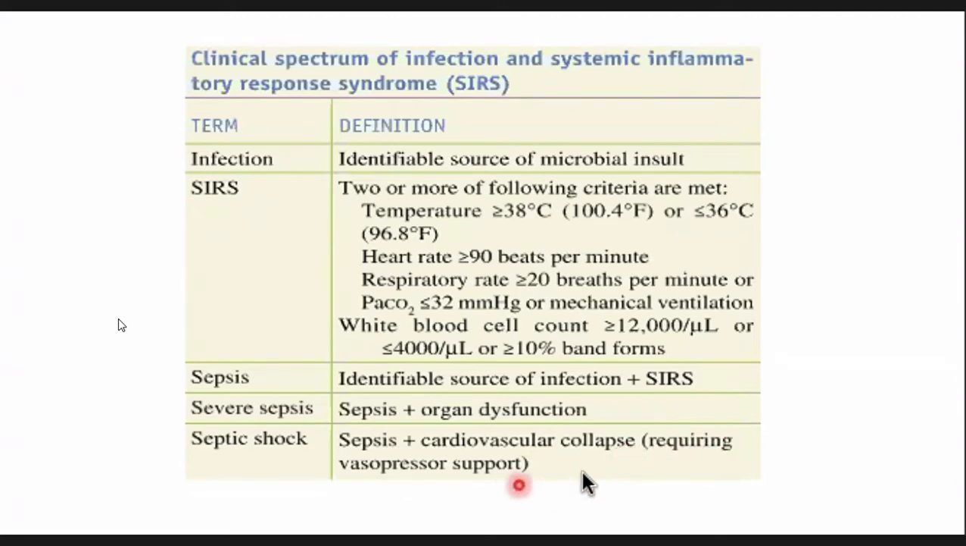If the patient already has cardiovascular collapse requiring vasopressor support, so the BP is low, systolic 80 or below, requiring vasopressor support in the form of your inotropes. In septic shock, we use norepinephrine. So in the setting of a septic patient, we can now classify that he or she is in septic shock. So this is a must know.